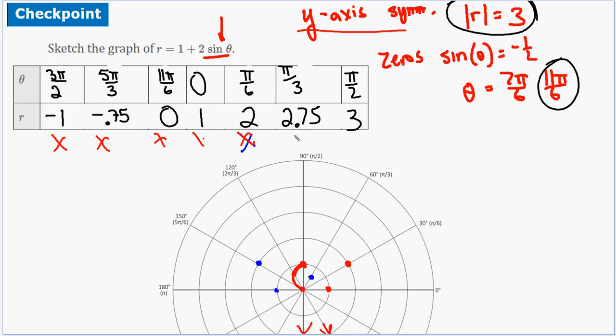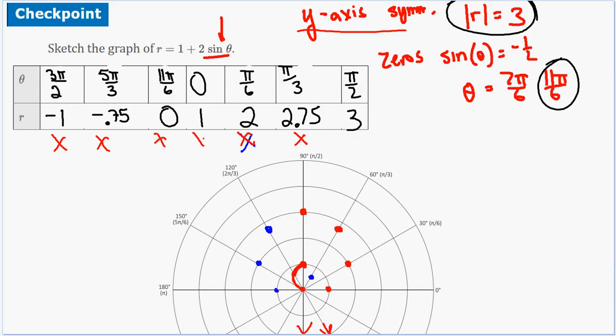Pi over 3, 2 3/4. So here's 1, 2, and 3/4 will take us to about here. If I look straight across, there's our symmetric point. And at pi over 2, we go up 1, 2, 3 units.